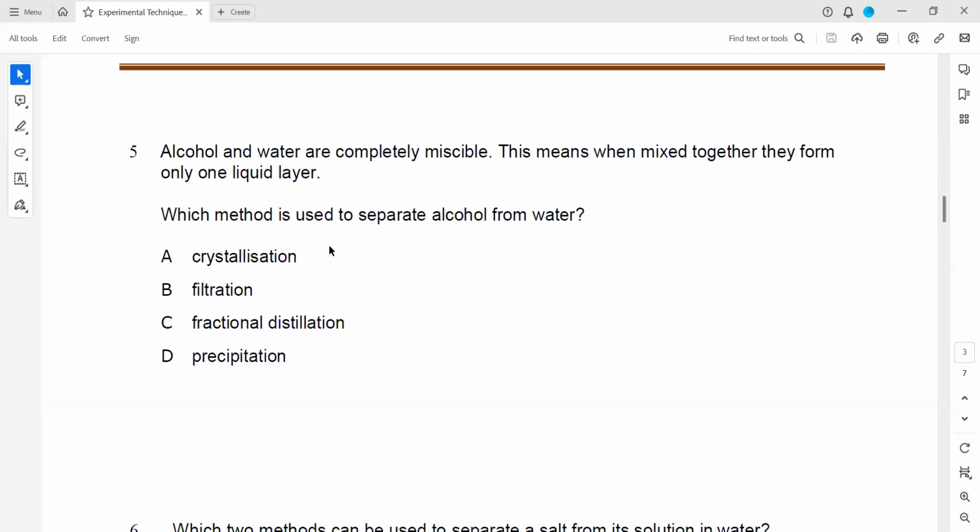Alcohol and water are completely miscible. This means they form one layer. Which method? Whenever you see miscible liquids, you will use fractional distillation. If it was a soluble solute from the solution, we use crystallization. If it was an insoluble solute from the mixture, we use filtration. And precipitation is actually a type of reaction. It's not a technique. It's a type of reaction in which two solutions are mixed together to form a solid.